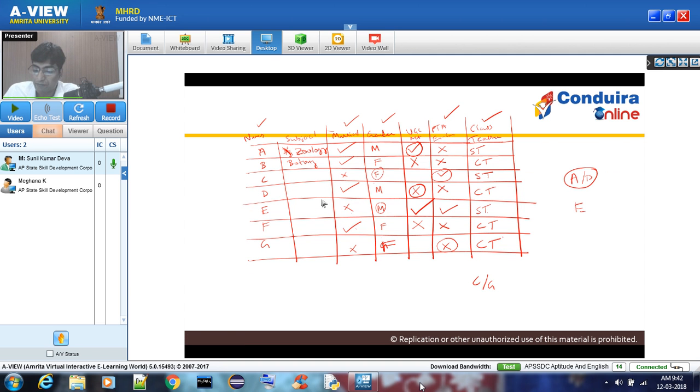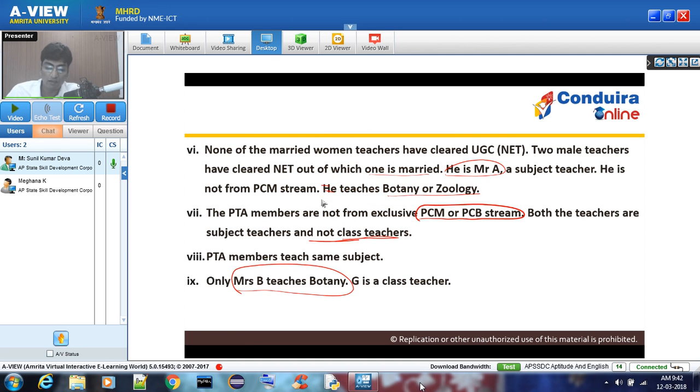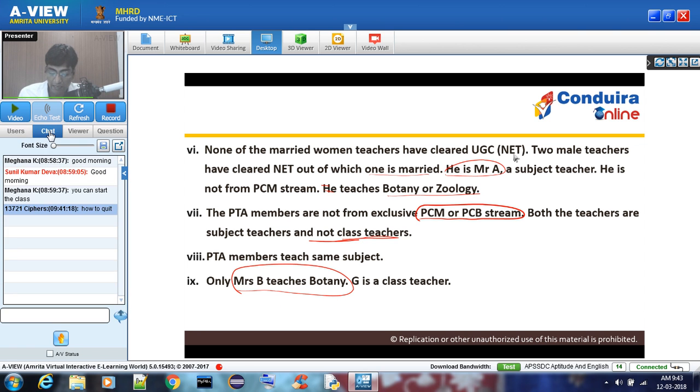Now let us take up the last piece of information, about UGC net. None of the women teachers have managed to clear the UGC net. Two male teachers have cleared the net, out of which one is married, and he is Mr. A. The other one did not finish. The PTA members are not exclusively from PCM or PCB, and they teach the same subject.